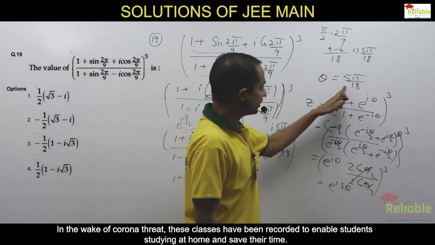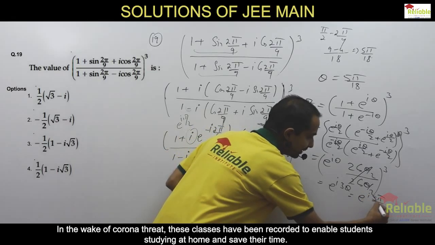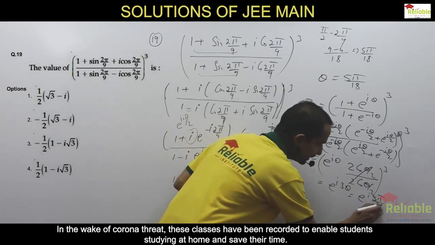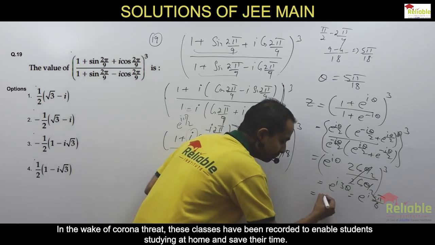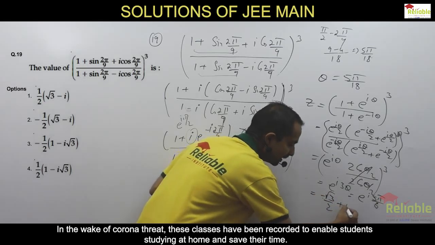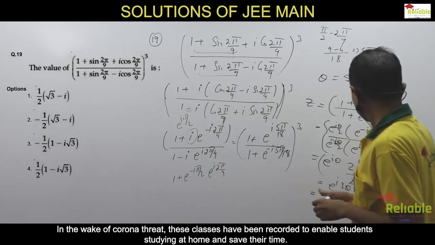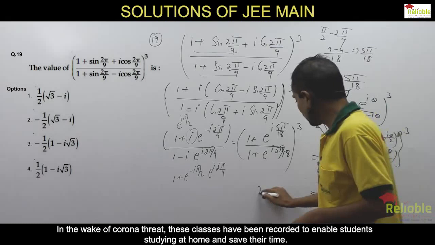Now what is theta? 5 pi by 18. So it is e^(iota 5 pi by 3). Sorry, 5 pi by 6. So cos 5 pi by 6, that is minus root 3 by 2, plus iota sine 5 pi by 6, that is 1 by 2. So minus root 3 by 2 plus iota by 2, that is your second choice, you can see.